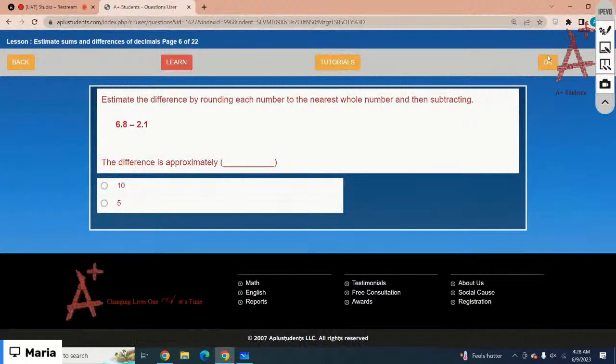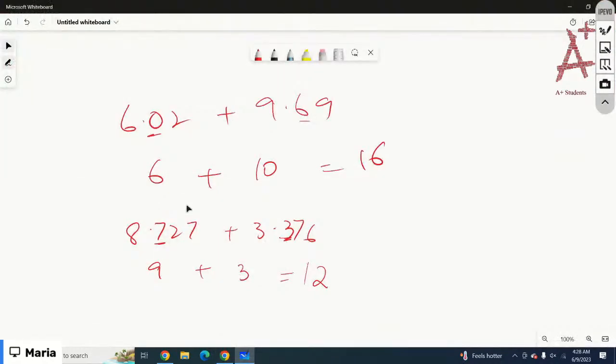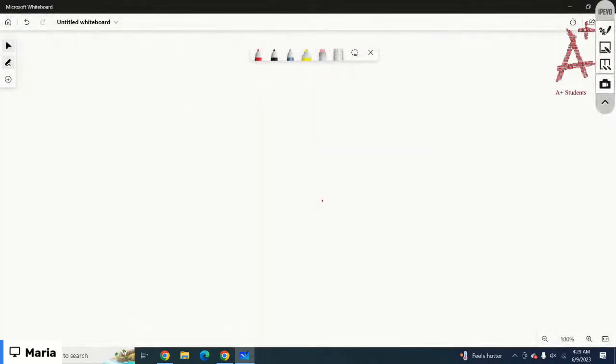Okay, 6.8 take away 2.1. So which is the correct option? 6.8 take away 2.1. Here you have 8 greater than 5. You have to round on the 7. 2.1, 1 is less than 5. So you have to round on the same whole number. So it would be 7 take away 2 is 5. So the correct option is 5. Got it?